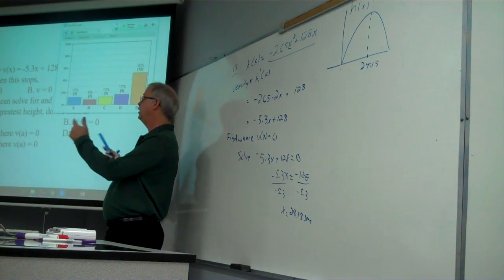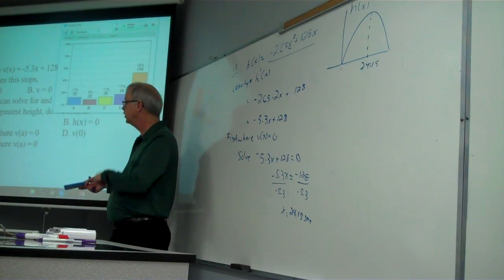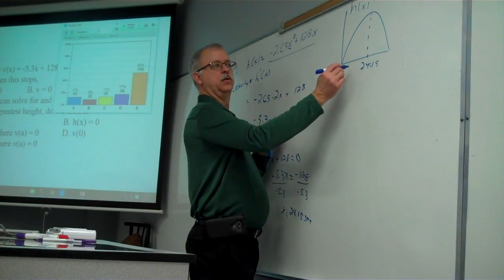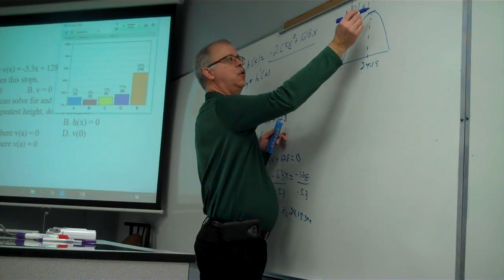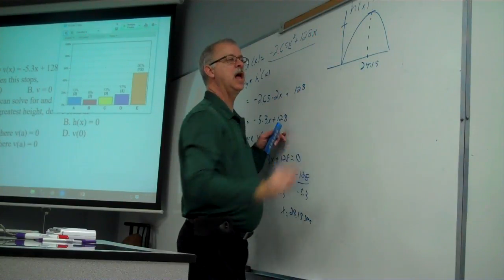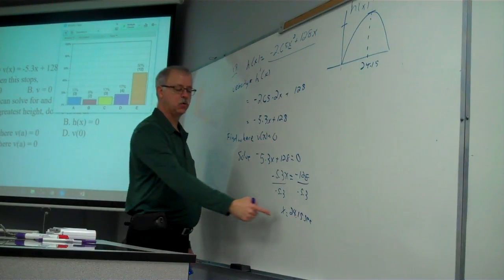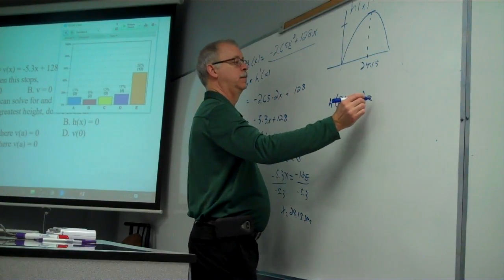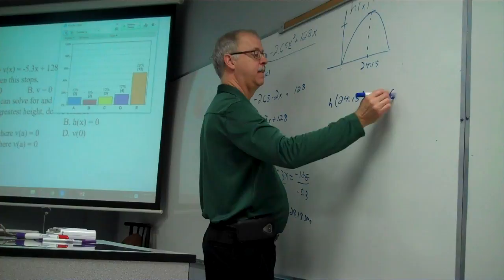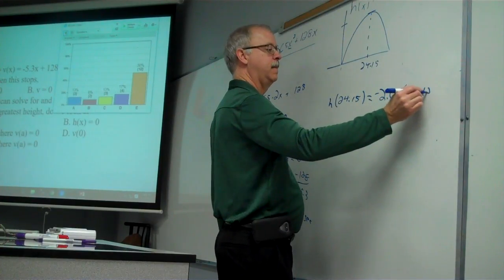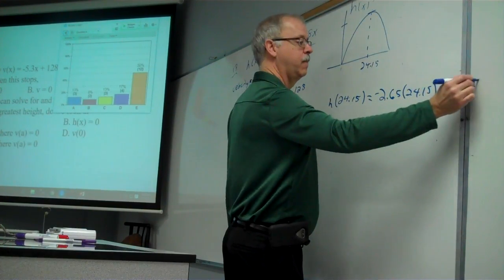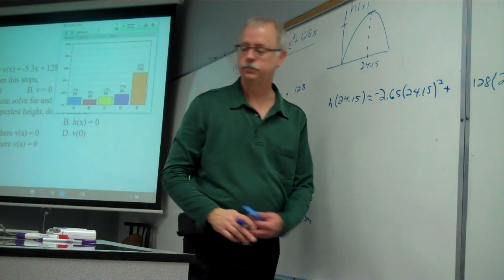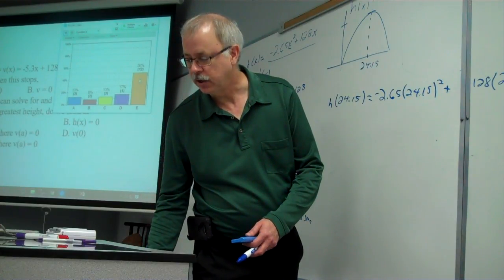So we do want to know where the velocity is 0, but then we don't look at the velocity, we go back to the height. This is where the velocity is 0, but I need to know the actual height there. So I'm going to take this 24.15 and plug it back in the function. So E is our answer here.